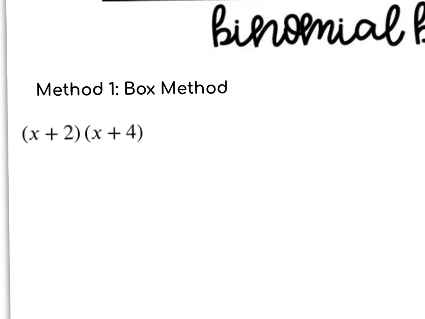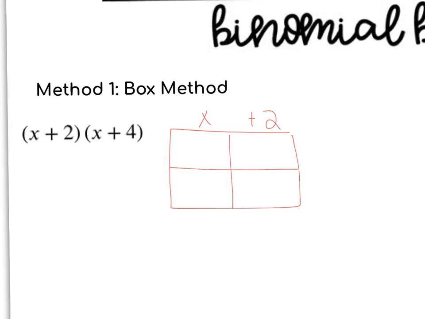The box method is going to be sort of like how you have learned how to do some multiplication with the area model, okay? So we're going to draw a box, and that box is going to have four parts, okay? And we're going to take the first binomial, and we're going to write it across the top, x plus 2. Notice I kept the sign of the 2 with it so I don't lose that sign. And then the second binomial, we're going to write along the bottom, x plus 4. And I keep that sign with the 4 so I don't lose that sign.